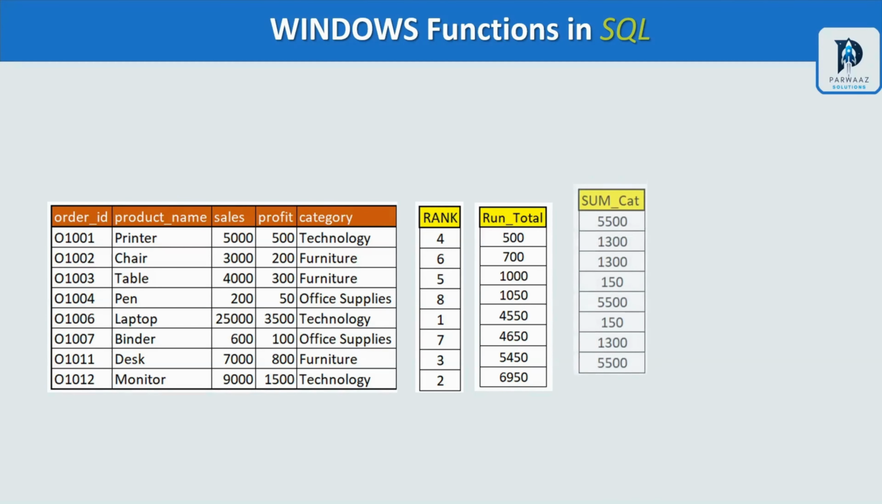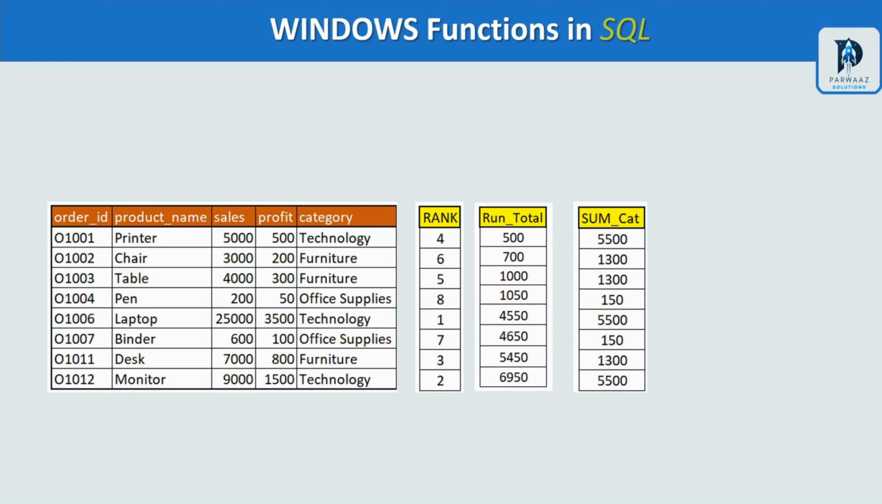The other requirement could be that I want to find the sum by categories. For example, for technology, if I add all the values of profit, like 500 plus 3500 plus 1500, it is 5500. And I want to write each of these aggregated values against each row without losing rows. That is called the sum by categories.